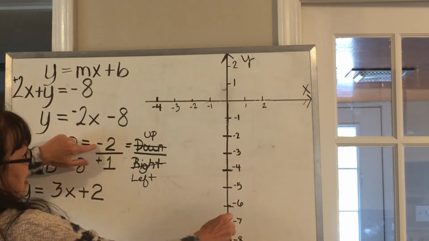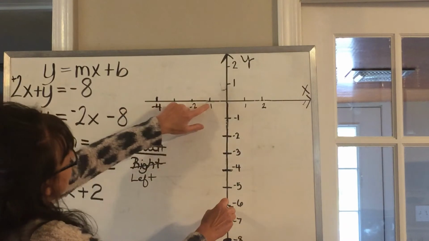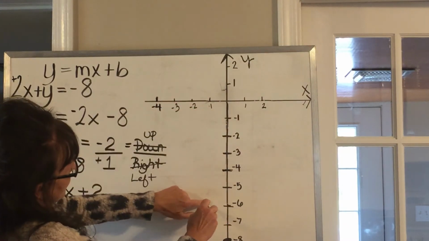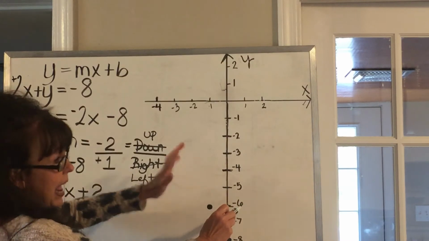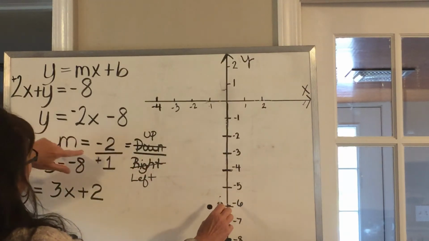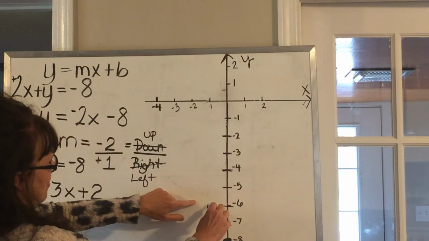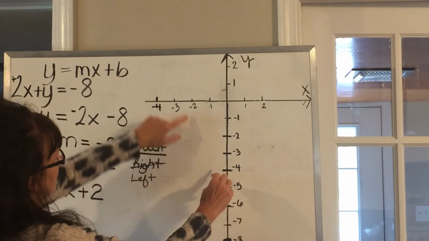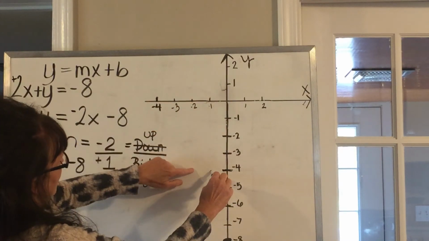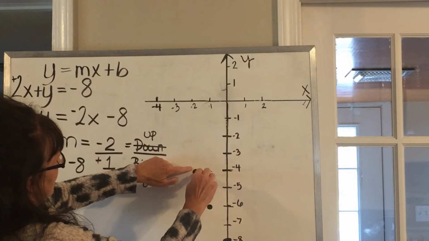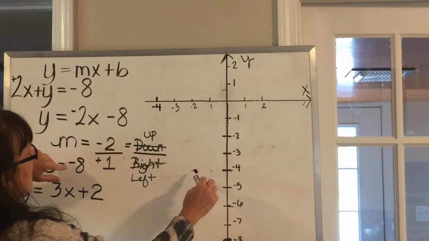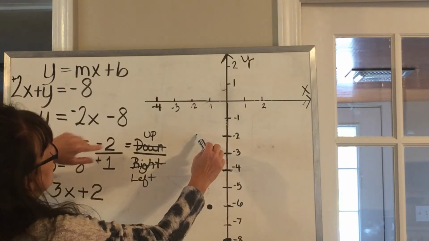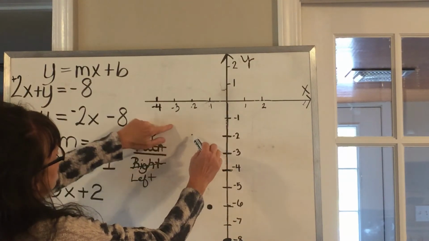I'm going to go up 2, and then I'm going to go left 1, okay? Try to keep this as lined up as possible. And then I'm going to do that again. I'm going to go up 2, and then I'm going to go left 1. So about right there. I think I'm going to do it one more time, then we'll call it quits. Up 2 and right 1.